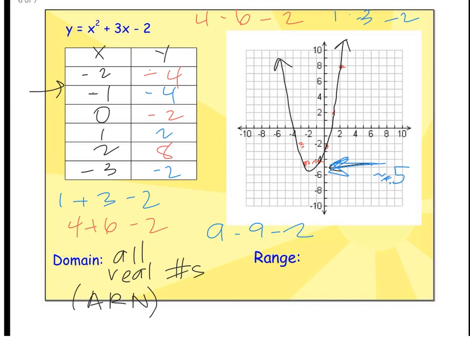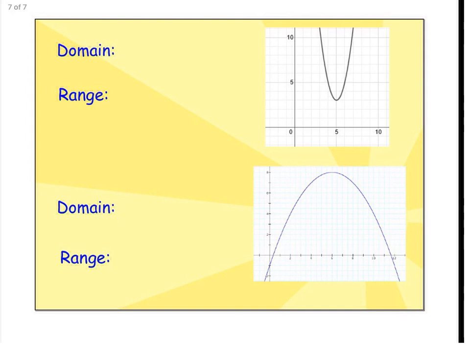Any other value on this curve, as we go up and down the parabola, the y value has to be greater than that negative 5. So here the range would be y is greater than or equal to negative 5. Whenever you have a minimum, your range is always going to be y is greater than or equal to whatever your minimum is. Okay, a couple more domain and range.